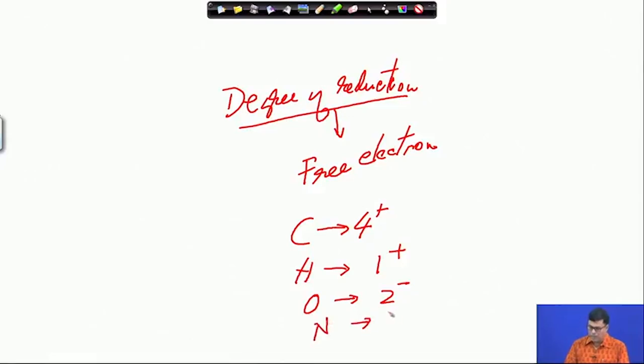What we can write for nitrogen is that in the outermost orbit it can take 3 electrons, so it is 3 minus. So we can write like this.